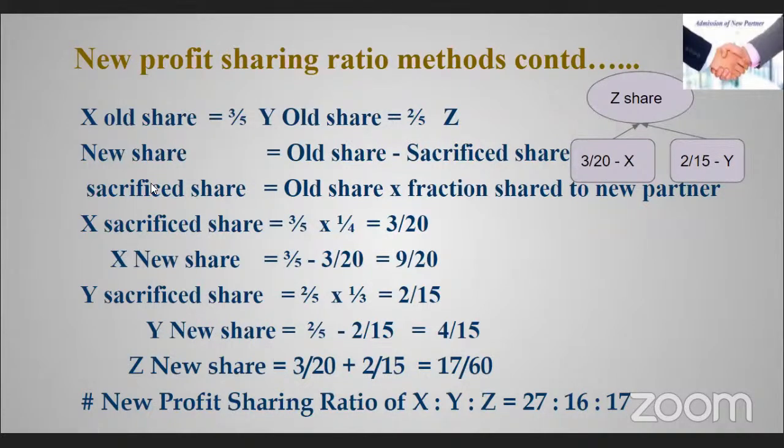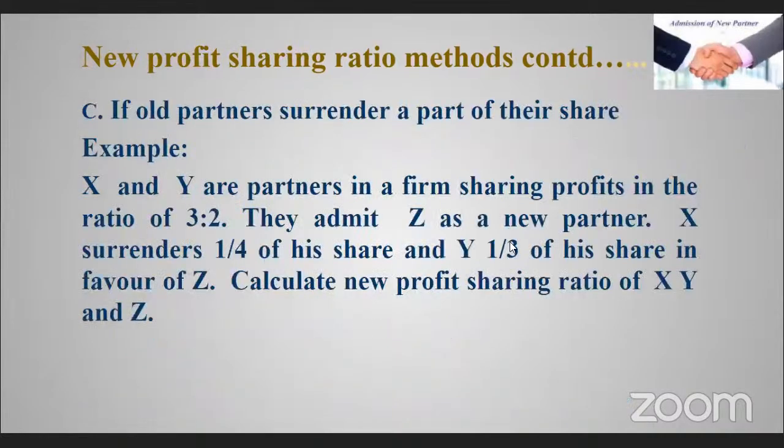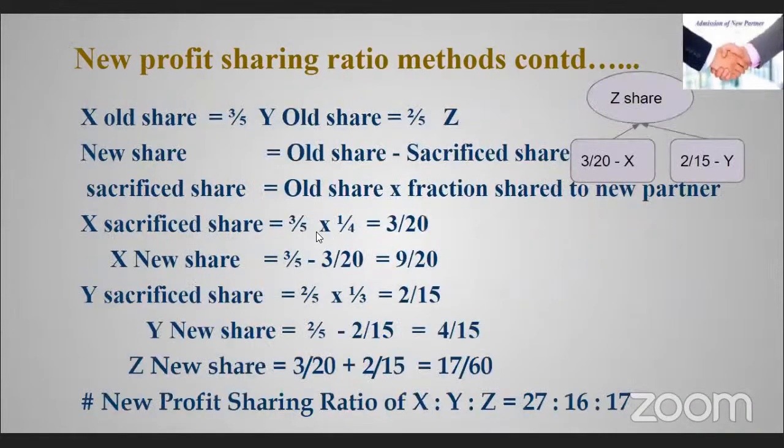Right? So first you need to calculate the sacrificing share of X. What is X's sacrificing share? Old share into the fraction shared to the new partner. So old share 3/5 into how much he shared to the new partner, X's 1/4. So 3/5 into 1/4. As you are doing multiplication, numerators and denominators are multiplied individually. So 3 into 1, 3. 5 into 4, 20. So X's sacrificed share is 3/20.